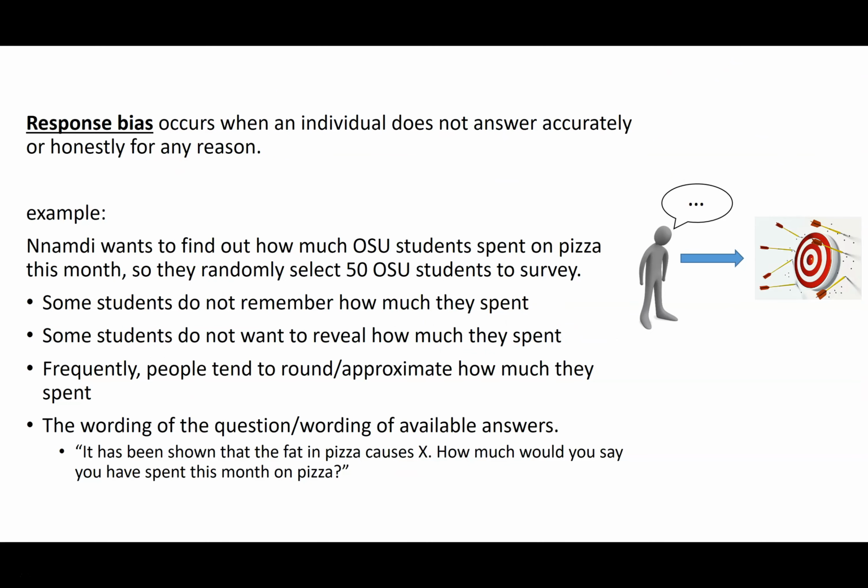And then response bias. This one can be a lot more things. It occurs after the sample is already selected and everybody who's going to be in the sample is already there. But it's when an individual does not answer accurately or honestly for any reason. It could be malicious. They could be liars. But it could be innocent. They could forget. They could round. There are a lot of reasons people may not give accurate answers.